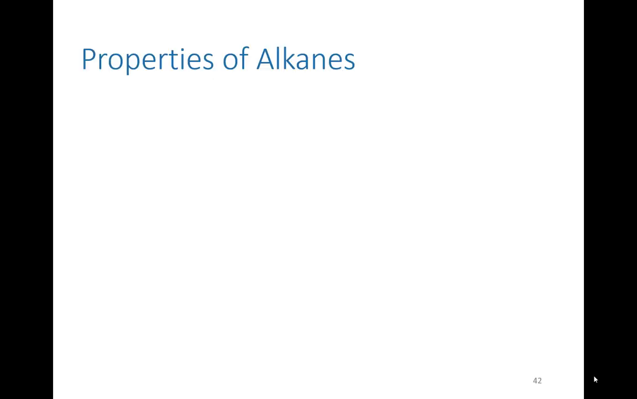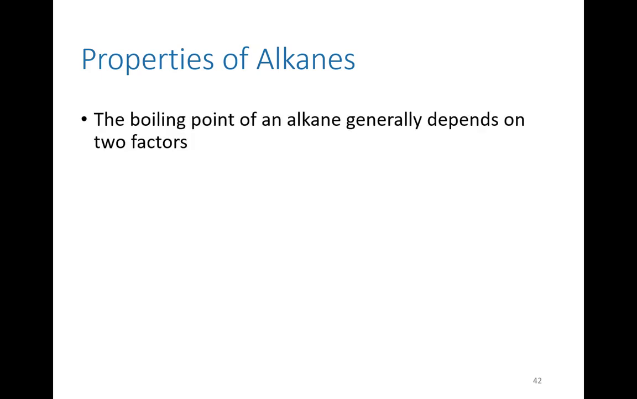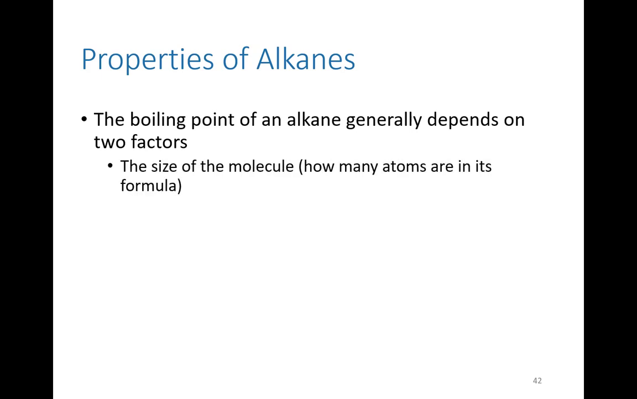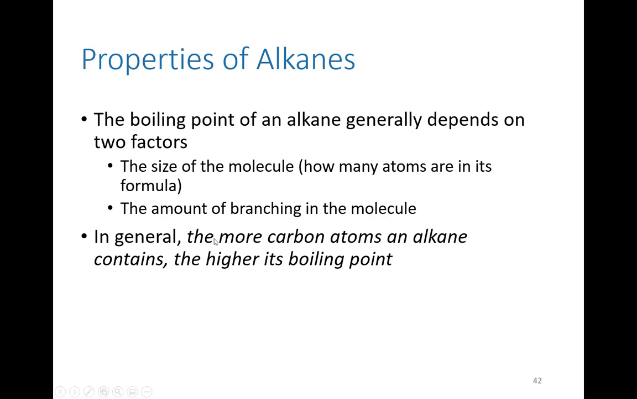I'm going to finish off this video by taking a look at some of the fundamental properties of alkanes. The first thing that we want to consider is the boiling point of an alkane. Recall, the boiling point is the temperature at which a liquid turns into a gas. So it depends on a couple of factors. The first is the size of the molecule, meaning how many carbons it has in it. And the next is the amount of branching in the molecule, and we'll focus on branching again in a second. So the first factor: the more carbon atoms an alkane contains, the higher its boiling point.